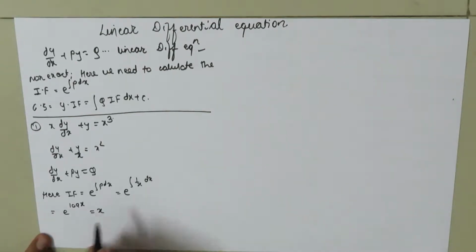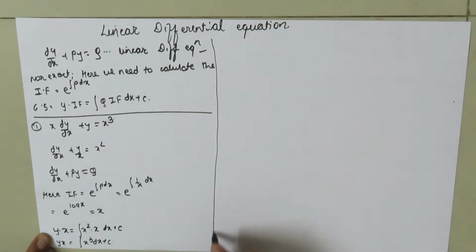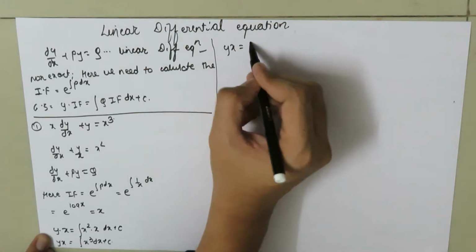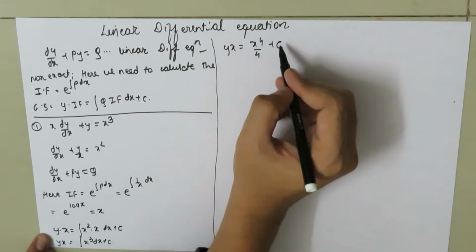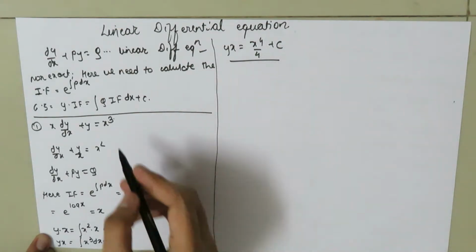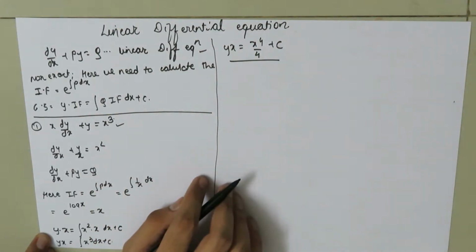So the general solution will be y into integrating factor is equal to indefinite integral of q into integrating factor dx plus c. So yx is equal to integration of x cube dx plus c. So yx is equal to x to the power 4 by 4 plus c. So this is the general solution of the given differential equation.